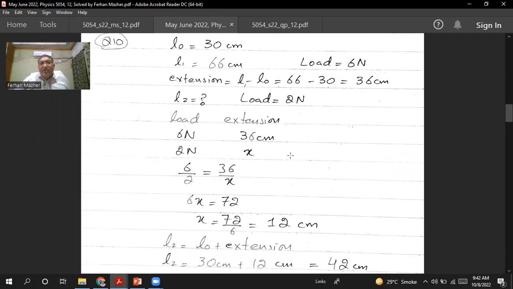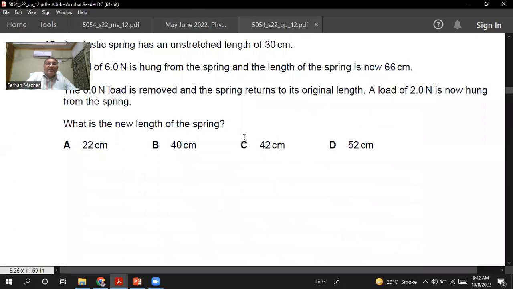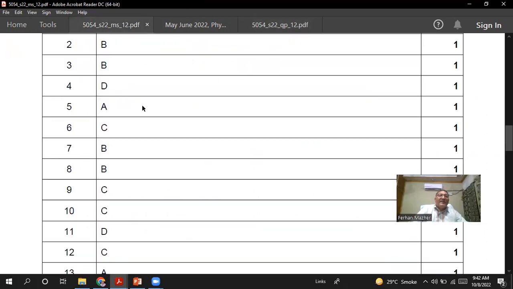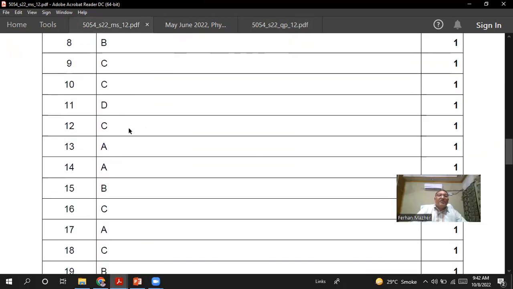Now the length at the load of 2 newton will be L naught plus the extension. That will be 30 centimeter plus 12, and that will be 42 centimeter. That answer we have is 42 centimeter. C is the choice. Question number 10. Yes, question number 10, C is the right choice, sir.